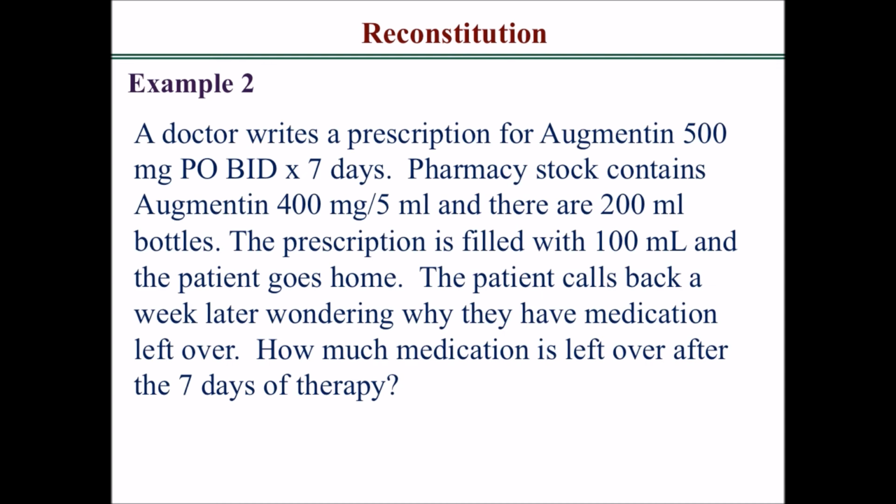A doctor writes a prescription for Augmentin 500 milligrams by mouth, BID times 7 days. The pharmacy stock contains 400 milligrams per 5 ml, and there are 200 ml bottles. You know that the prescription is filled with 100 ml and the patient goes home. The patient calls back a week later wondering why they have medication left over. How much medication is left over after 7 days of therapy?